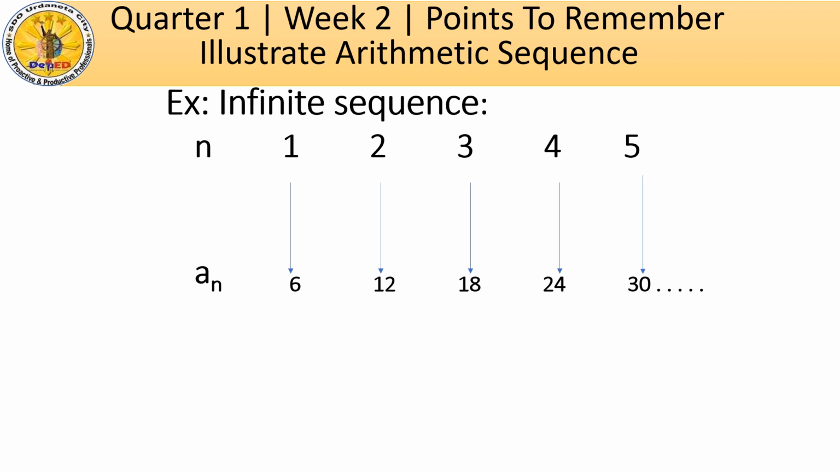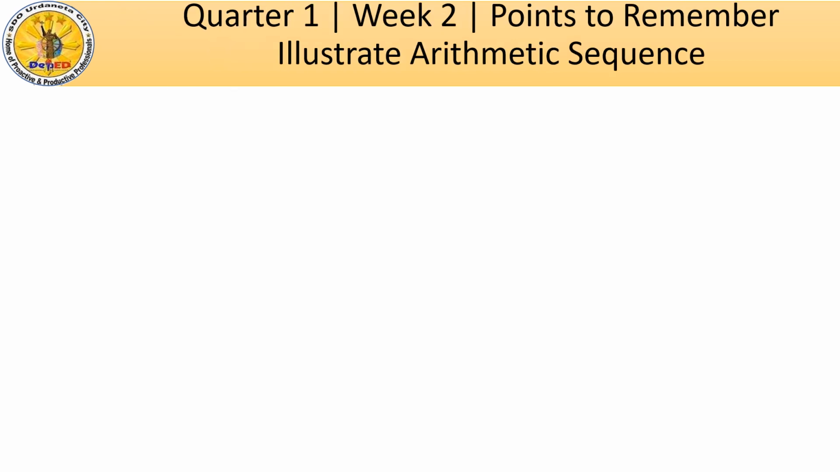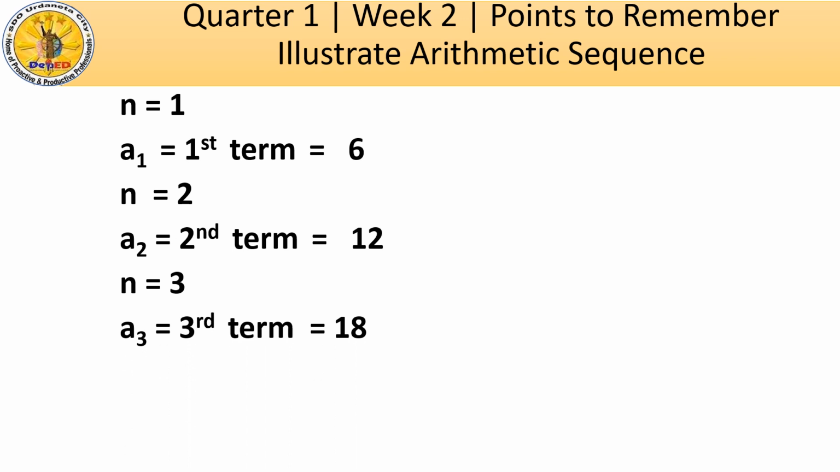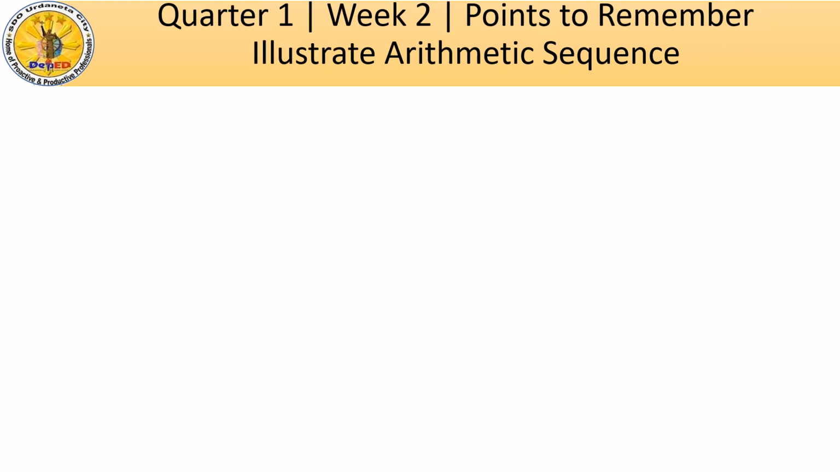Where n here is the number of terms. We have 5 terms. And a sub n is the nth term of the sequence. When n is 1, the first term is equal to 6. When n is 2, a sub 2, the second term, is equal to 12. When n is 3, a sub 3 is the third term, equal to 18. When n is 4, a sub 4, the fourth term, is equal to 24, and when n is 5, a sub 5, the fifth term, is equal to 30.